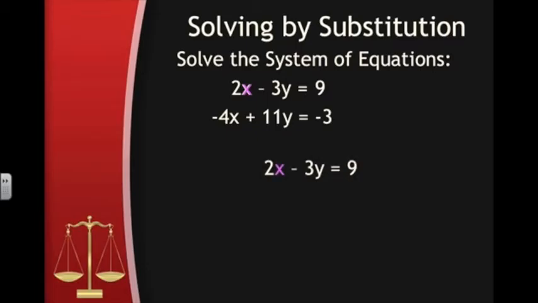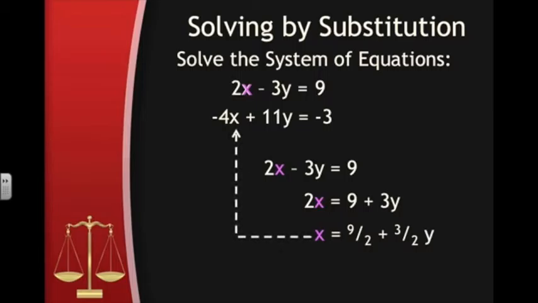We need to get x by itself, so first we'll add 3y to both sides to get 2x equals 9 plus 3y. Finally, we'll divide both sides by 2. Just make sure you divide both the 9 and the 3y to be fair to both sides. Now we know that x equals 9 halves plus 3 halves y, which is what we will plug into the second equation to complete the process of solving the system.